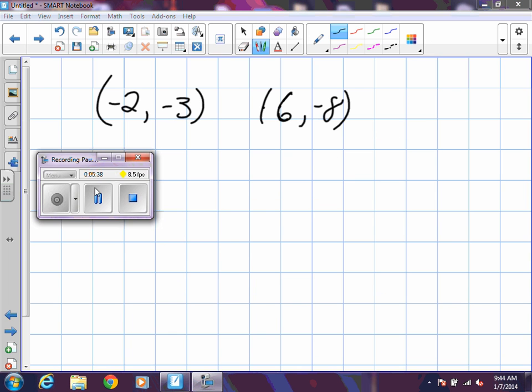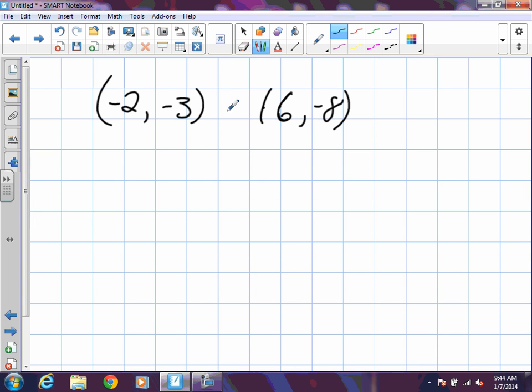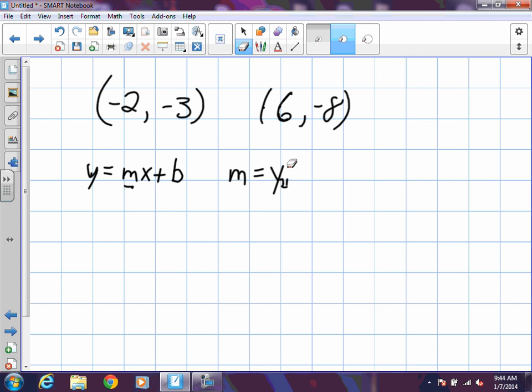Okay, so we have another example here. We're going to try this one out. Remember, we have to create y is equal to mx plus b. Okay? The first thing we want to do is find the slope, and our slope is equal to that formula we had: y2 subtract y1, all divided by x2 subtract x1. Sorry, the 2's kind of look like x's.